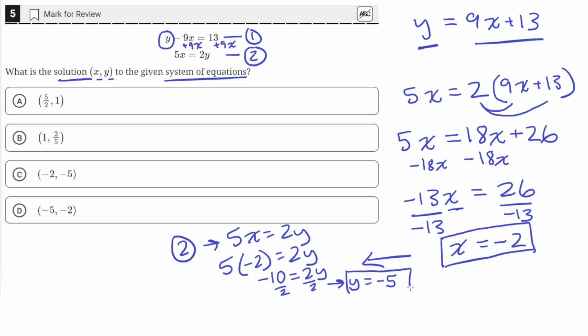So now we've solved for the value of x and y. So the solution is negative 2 comma negative 5. This is the xy coordinate, which is answer choice C.